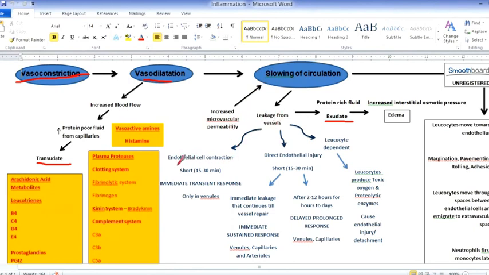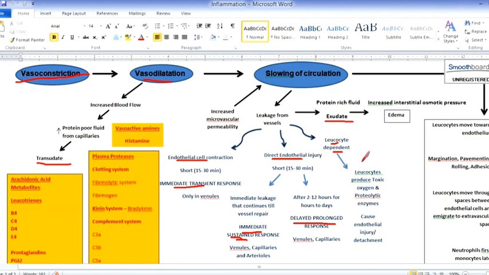Leakage is due to endothelial cell contraction, or maybe due to direct endothelial injury, or maybe leukocyte dependent. In case of endothelial cell contraction, it is a short, immediate transient response which occurs only in venules, whereas direct endothelial injury may be an immediate sustained response which occurs in venules, capillaries and arterioles, or a delayed prolonged response which occurs mainly in venules and capillaries.